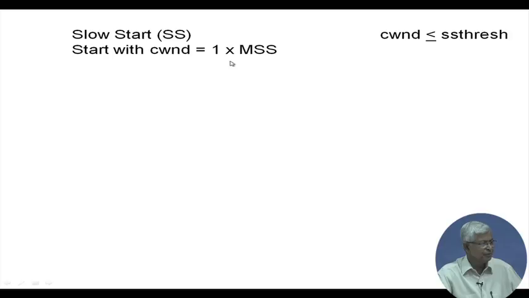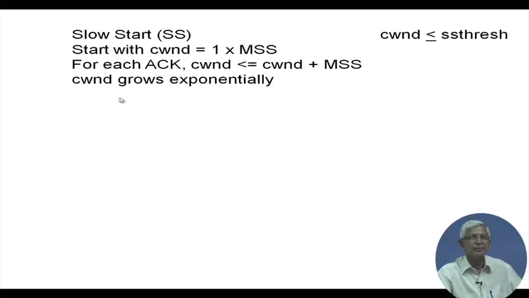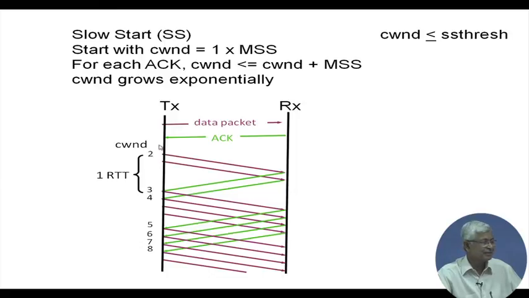Start with cwnd 1 MSS, then for each ACK of this MSS or the sequence, the cwnd will be increased by whatever cwnd was earlier plus 1 MSS, and cwnd obviously grows exponentially. Let us try to understand with this picture.